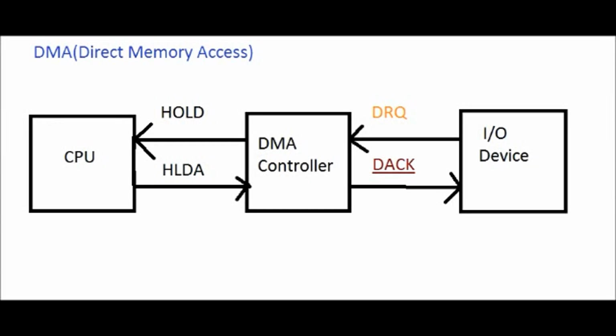The DMA controller then acquires the hold of the buses and also generates sequential memory address and control signals to read or write memory directly by the device. After completion of data transfer, the DMA controller disables the hold line and the CPU also disables HLDA.